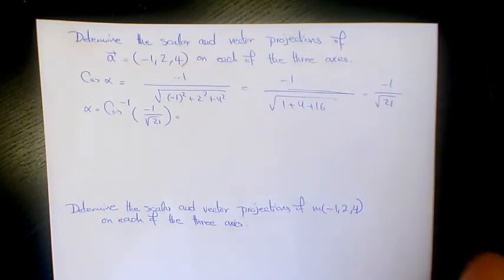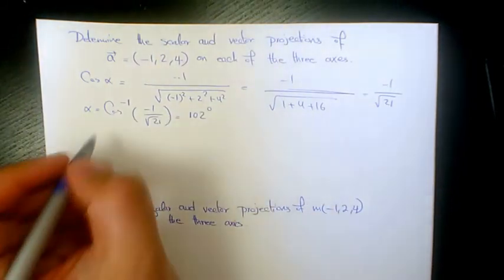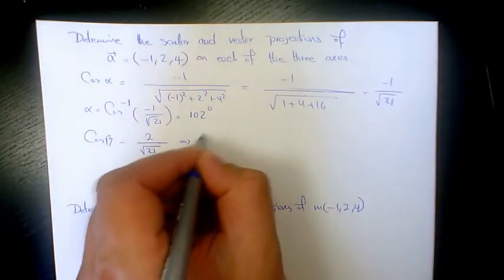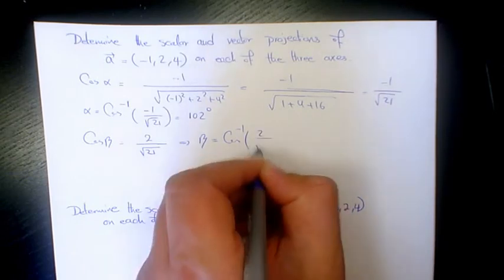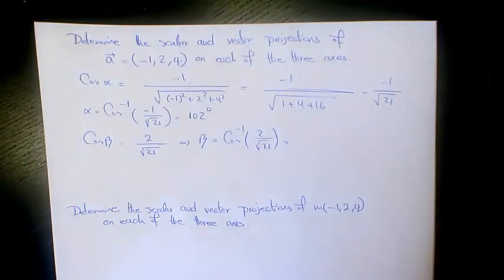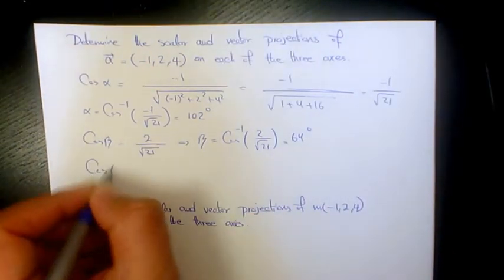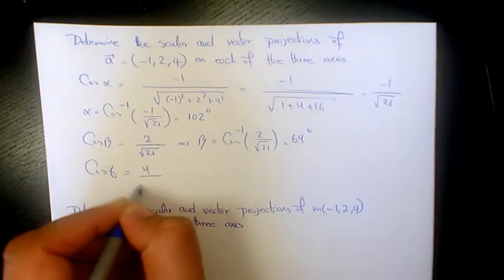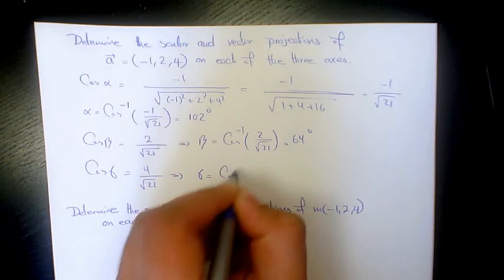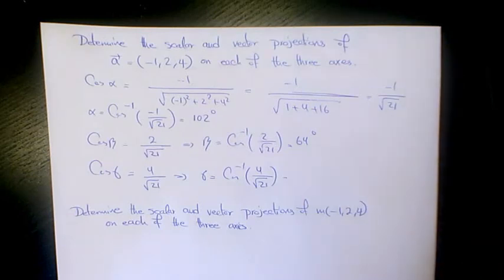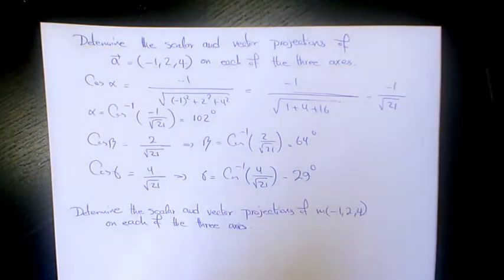Which is going to be 102 degrees. Next one is cosine beta equals 2 over square root of 21. So beta is cosine inverse of 2 over root 21, which is 64 degrees. Cosine gamma is 4 over square root of 21. So gamma is cosine inverse of 4 over square root of 21. Now 4 divided by square root of 21, cosine inverse of 0.8728. That will be 29 degrees.